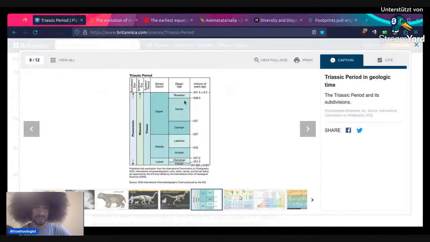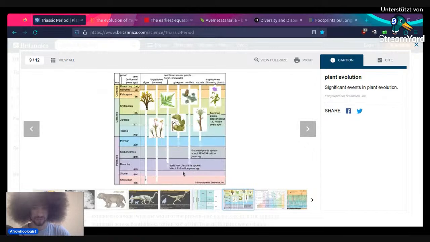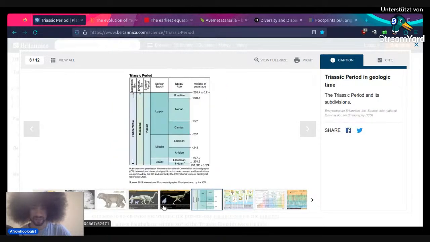If you look over here at this, we see early vascular plants appear about 410 million years ago. So this time period we see vascular plants appear, we see seed plants appear, but we don't see flowering plants until 130 million years ago. So ferns, cycads, conifers, things of that nature are the dominant plants. So when I say the forests have recovered, that's what I'm talking about here.